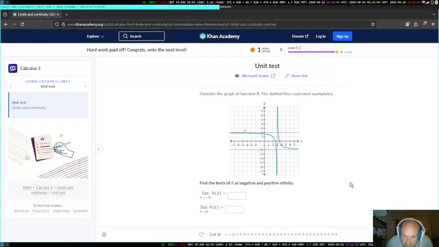Anyway, find the limits of h at positive and negative infinity. So the limit as we go to negative infinity is 2, and the limit at positive infinity is minus 2.